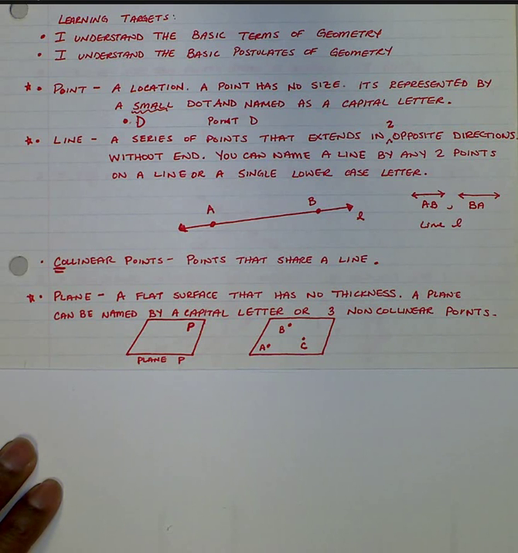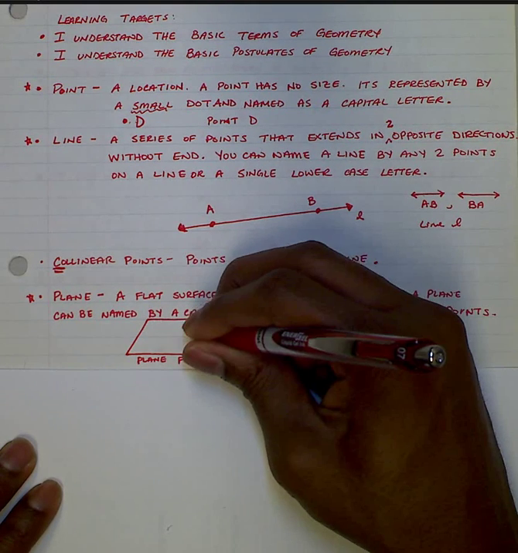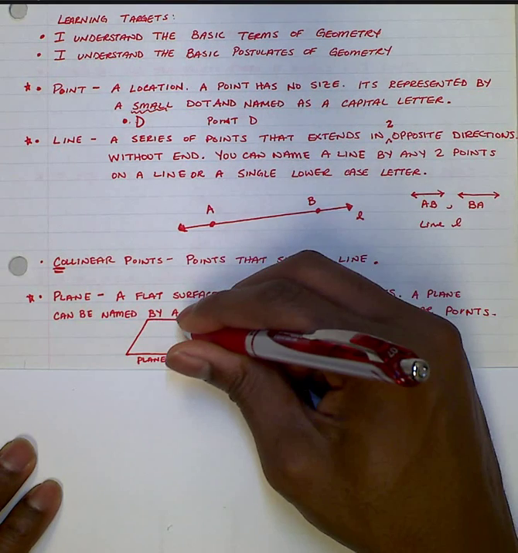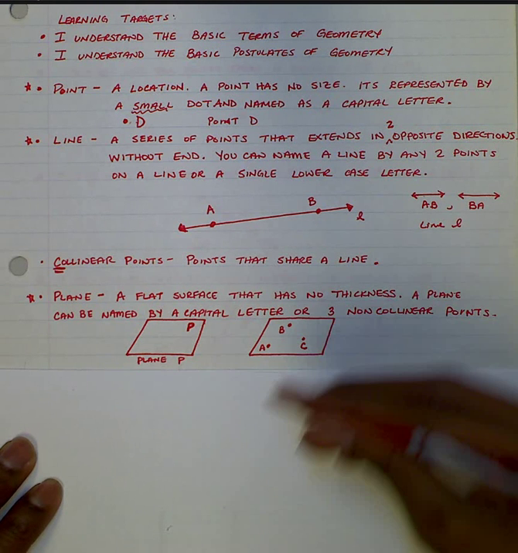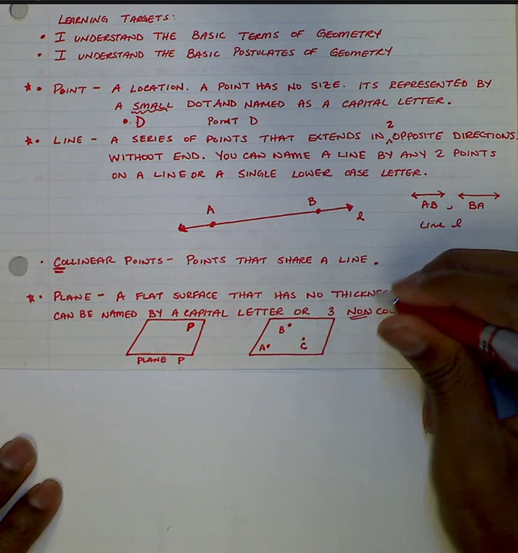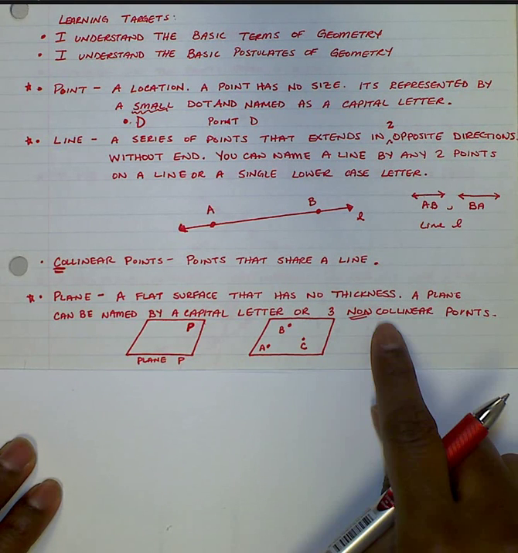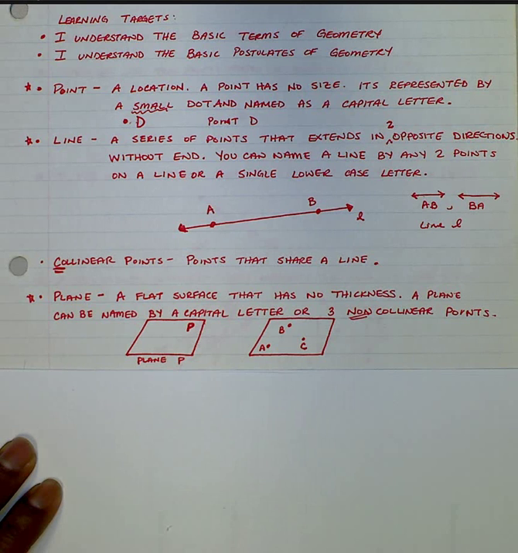Okay, a plane can be named by a capital letter. Okay, in this case, it's named plane P. Notice P doesn't refer to any point; it's just a capital letter. Or it can be named by 3 non-collinear points. Okay, again, non means not. So if you know what collinear points are, non-collinear just means not collinear.